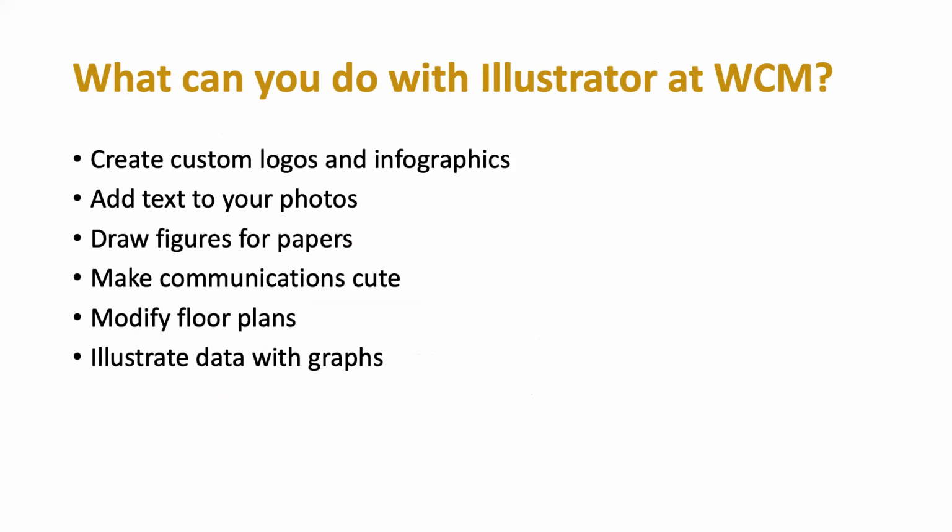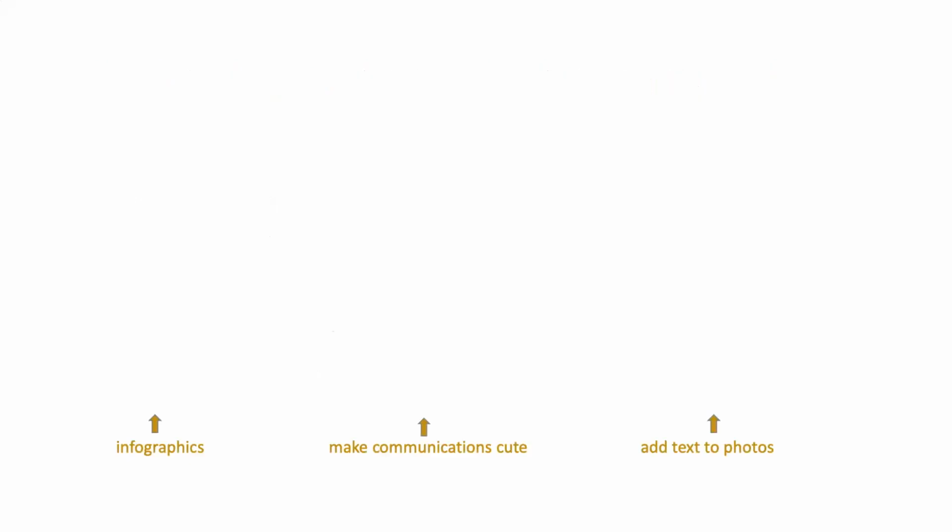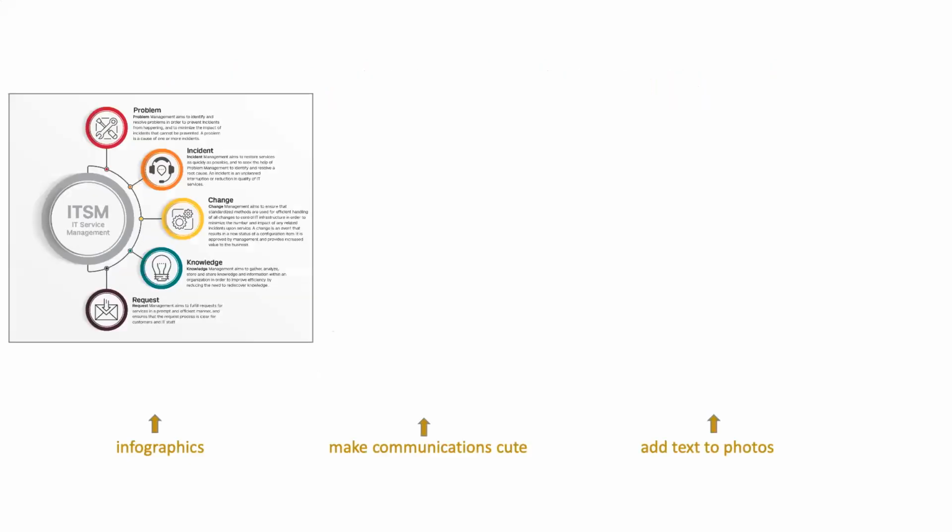What can you do with Illustrator at Weill Cornell? Some of the things that we use the program for here in our department are to create custom logos and infographics. You can add text to your photos. It's another tool that lets you do that. Draw figures for papers, and this is what we're going to do in the demo today. Make your communications cute, always important. We're a visual group. Modify floor plans or illustrate data with graphs. Illustrator has a neat graph function as well, which is a lesson for another day, but it does exist. Here are just a couple examples of some work that we've done in those categories.